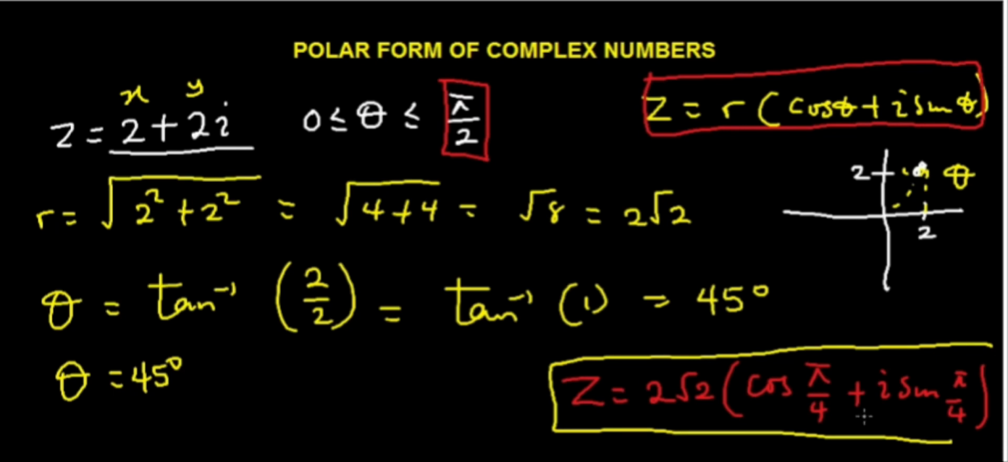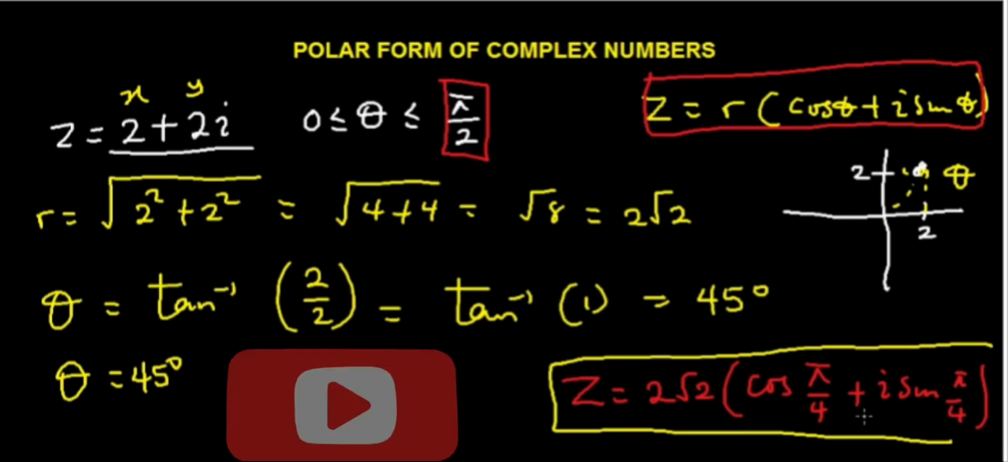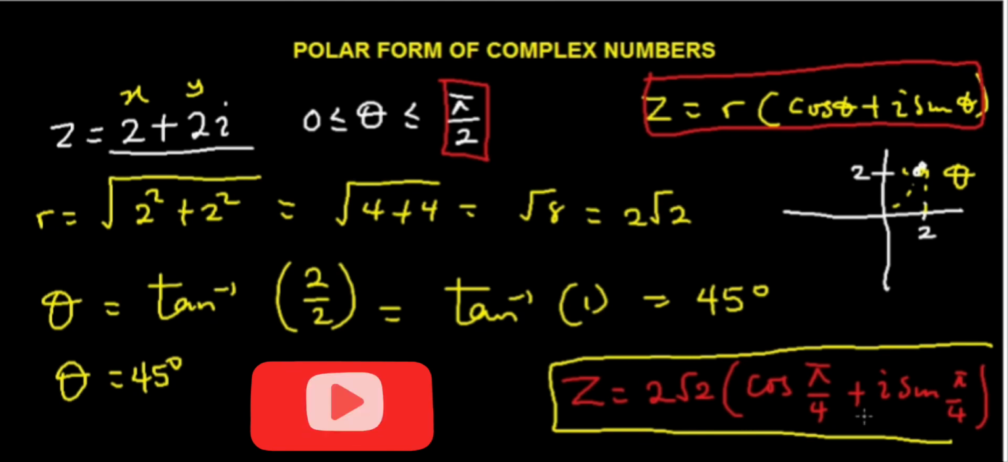So I hope it's very clear on how to do it now. What you want to do is find the value of your r and the value of your theta. Once you can get these two, you are good to go in getting the polar form of a complex number.